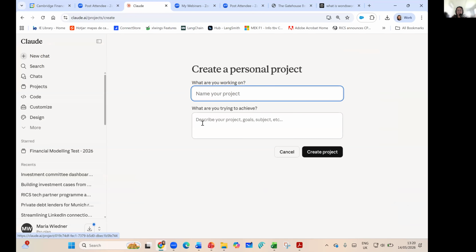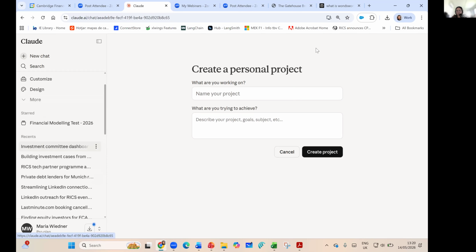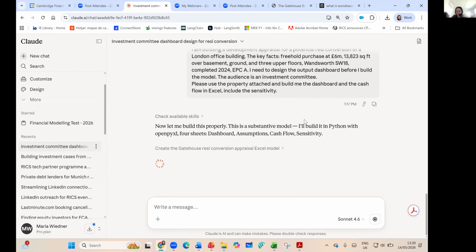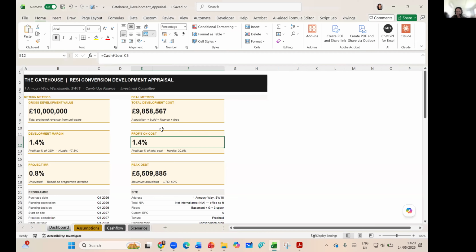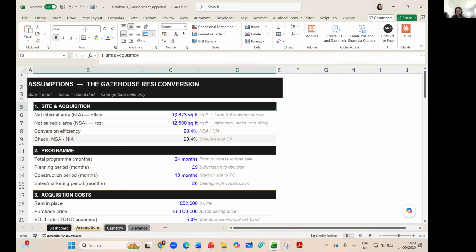It's a chat with more memory. That's how we train, so to say. So it's still thinking, and it's going to say, I'm going to build in Python. It's not what we actually asked for. But here is the model. As you see here, it's going to come up with some answers and the assumptions.